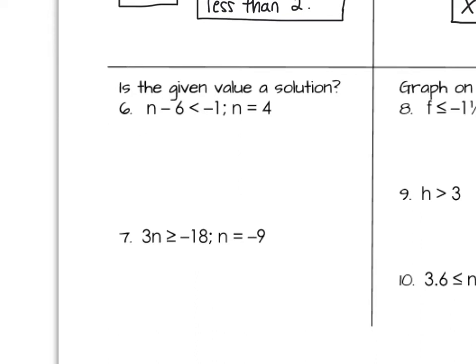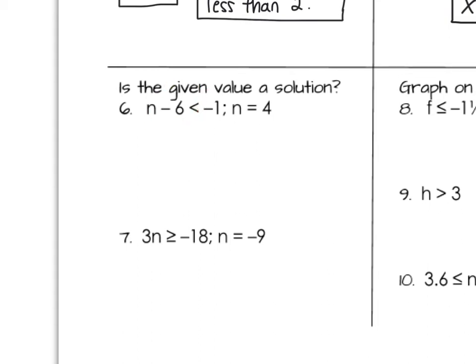Okay, so for problem 6 and 7, we're just going to do problem 6 together. We're going to leave 7 for class time. So in problem 6, the question is, is the given value a solution? So we have the inequality n minus 6 is less than negative 1. And then it's saying n equals 4. So we're saying, is n equal 4 a possible solution to this inequality?